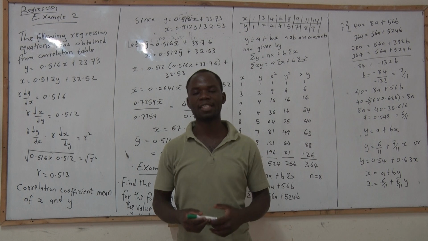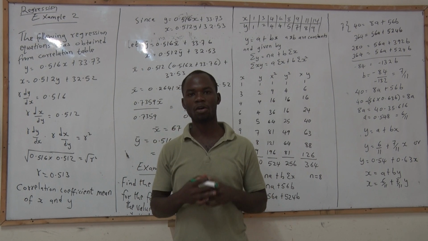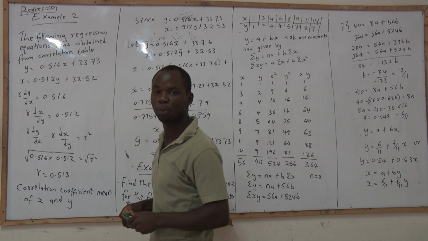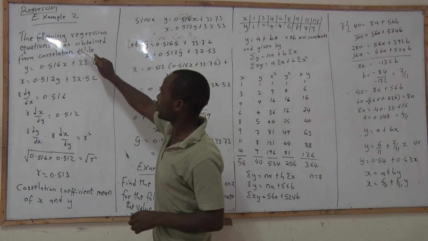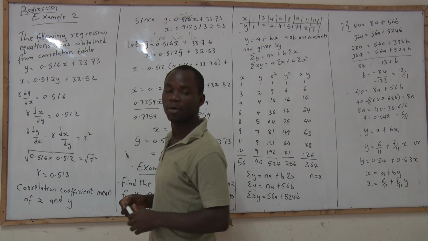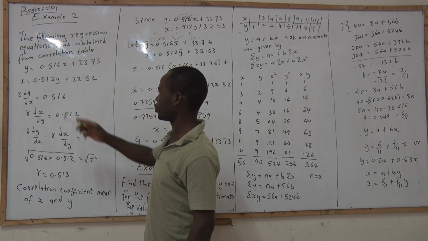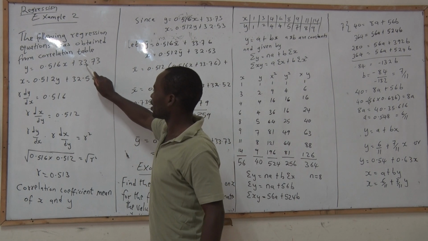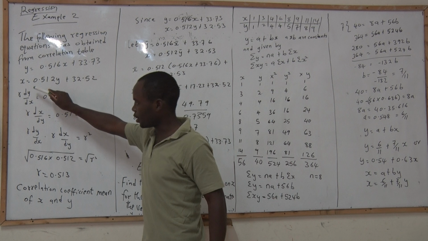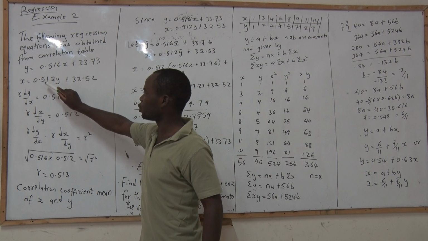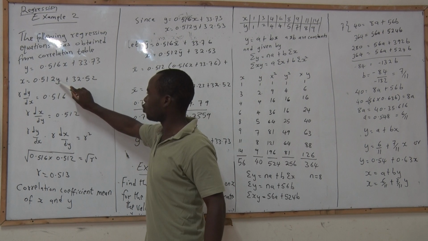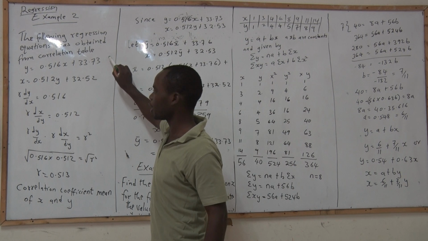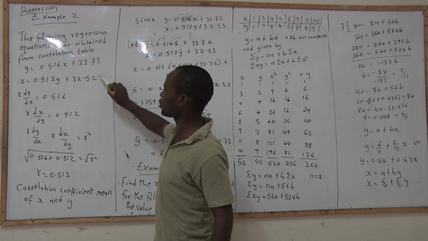We are still discussing regression and we are exploring more examples. Today we are going to look at example 2, whereby the following regression equation was obtained from a correlation table. We get a regression equation of y is equal to 0.516x plus 33.73. And this other one, which is x is equal to 0.512y plus 32.52. So this is regression of y on x, and this is regression of x on y.